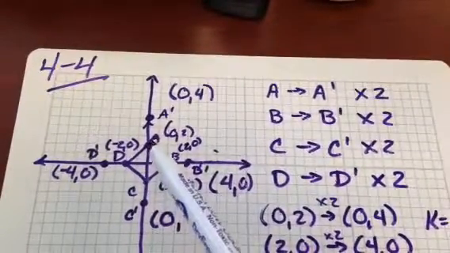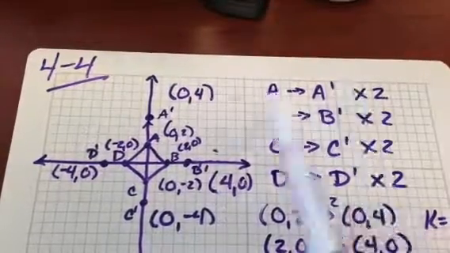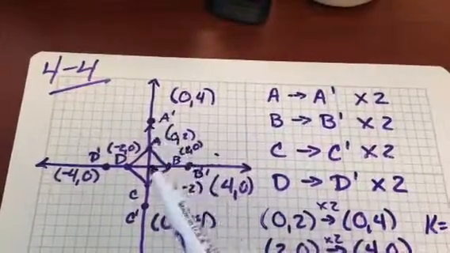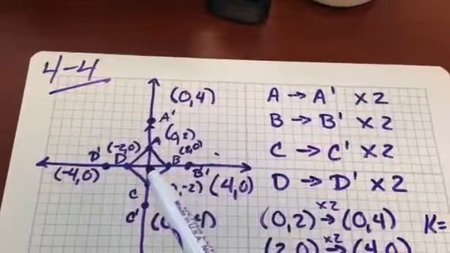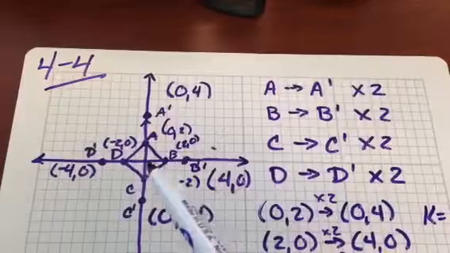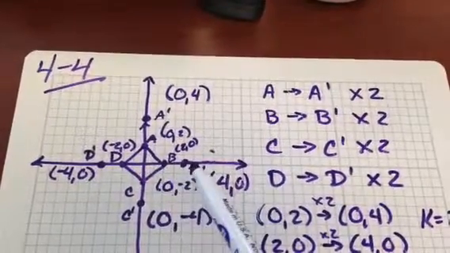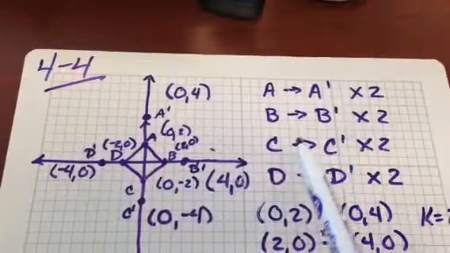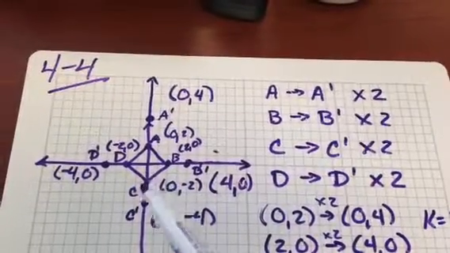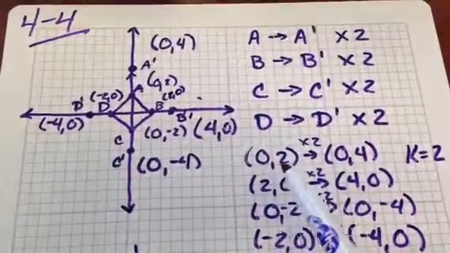So I went from A to A prime. And when I did that, I just multiplied it by 2. I made it twice as far away. So I went from 2 spots away from 0 to 4 spots away from 0. Same thing for B prime. Instead of B being 2 places away from 0, B prime is now 4 places away from 0. And I did the same thing to C prime and to D prime. So what happened? Let's look at the coordinates now.